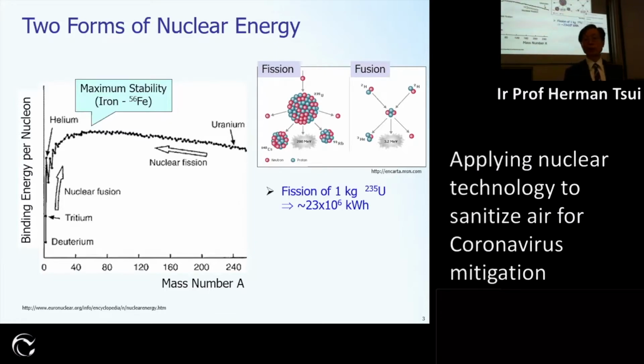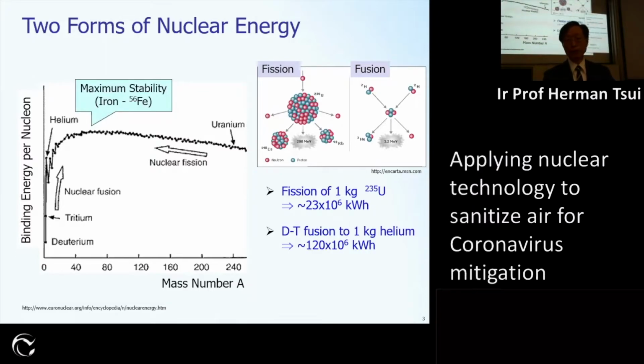Now let's look at the energy release, comparing fission and fusion to what we can conventionally get using fossil fuel. If you burn or split 1 kilogram of uranium, you can release energy in the order of million kilowatt hours, 23 times 10 to the 6. Whereas the DT fusion reaction, changing the tritium into helium, can release something like 120 million kilowatt hours. That is quite a bit more than normal fission reactions.